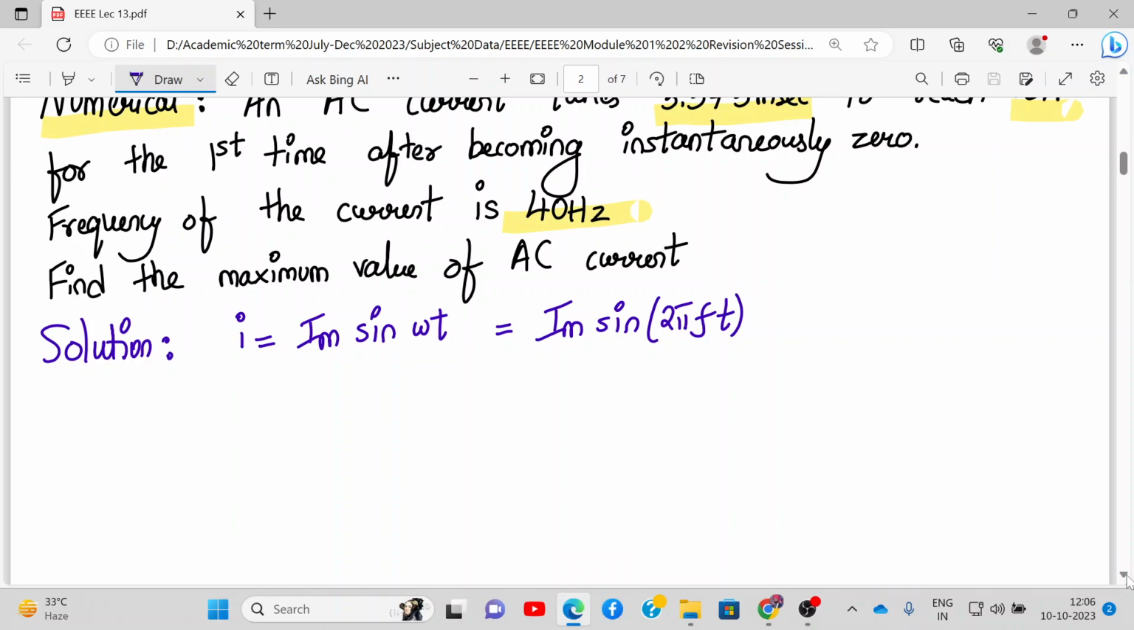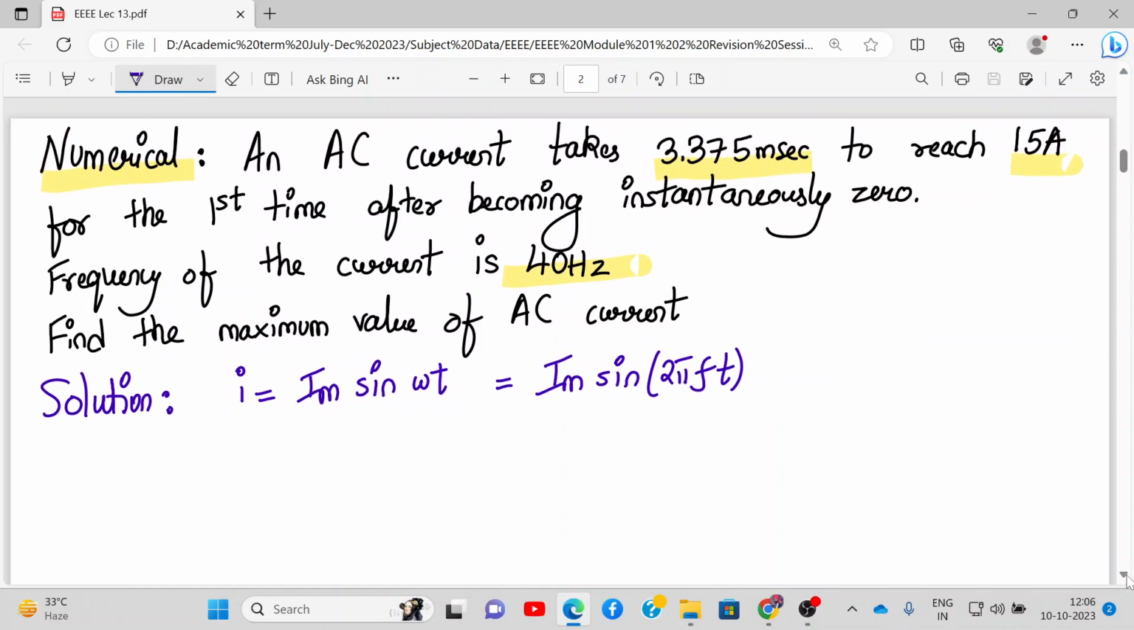All right. So here the value of Im is given. So we can write over here the value of I is around 15 amperes. So this will be 15 amperes is equal to Im value we need to find out. So Im is what we need to find out. Im is equal to how much?